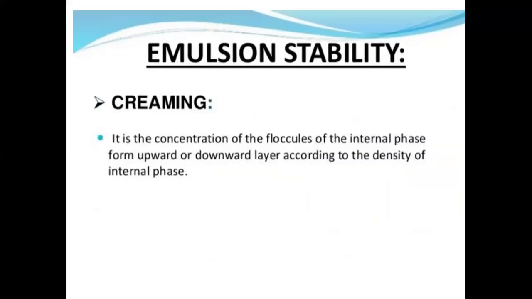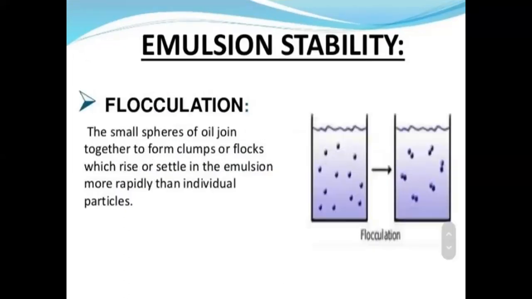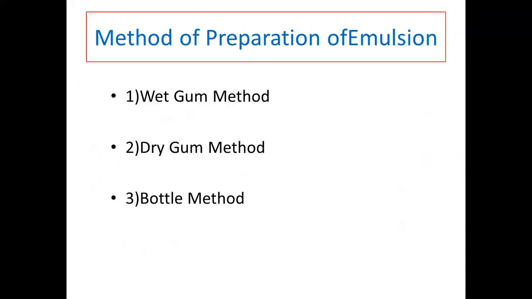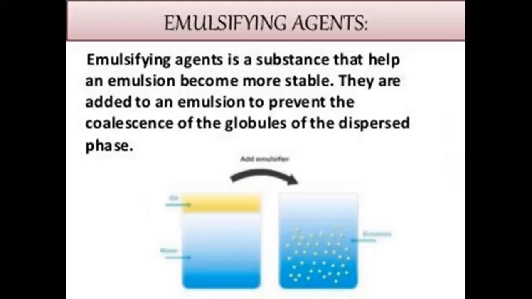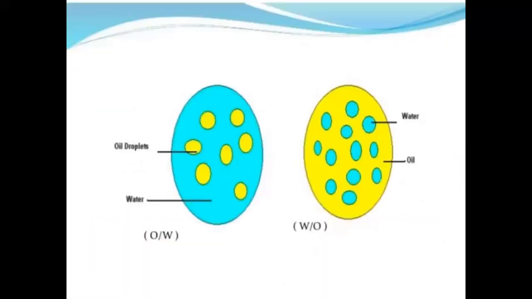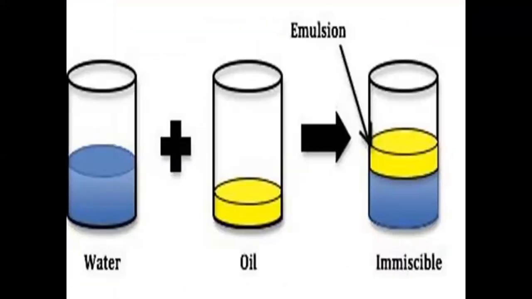It is the concentration of floccules in the internal phase, forming an upward or downward layer according to the density of the internal phase. Like a cream layer, this layer formation occurs in the emulsion. It appears separated out, like this one layer with upward movement, a creamy layer forms in the emulsion. This is known as creaming.